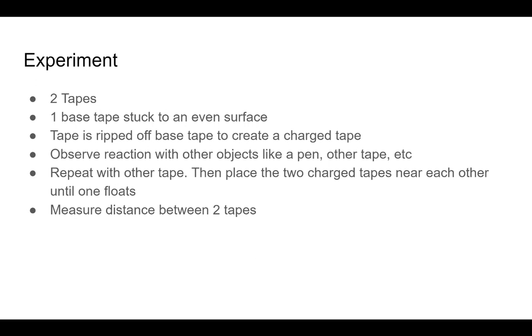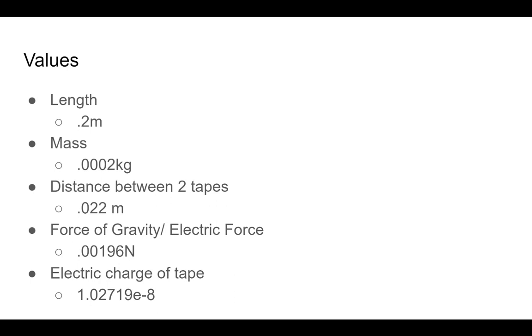Then you'll place the two charged tapes near each other until one of them floats, and measure the distance between the two tapes. So the length of the first tape was 0.2 meters, the width was 0.02 meters, the mass is 0.0002 kg, the distance between the two tapes is 0.022 meters. The magnitude of the force of gravity and electric force is 0.00196 newtons.